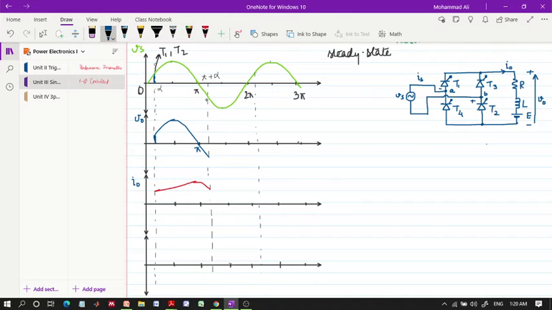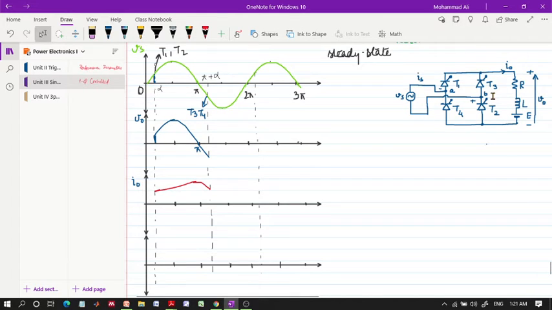Now at this point, pi plus alpha, what we are doing? We are turning on T3 and T4. As soon as we turn on T3 and T4, this voltage will come across T1 and T2 and they will be reverse biased. They will turn off due to line commutation or natural commutation. These two will turn off, and the current conduction will now begin from B point to T3 through the load, and then T4 and A, and back to the source.